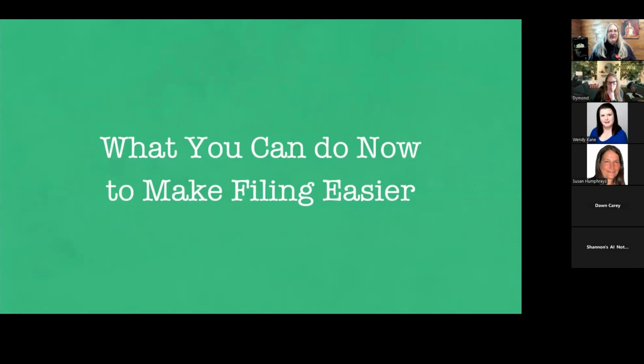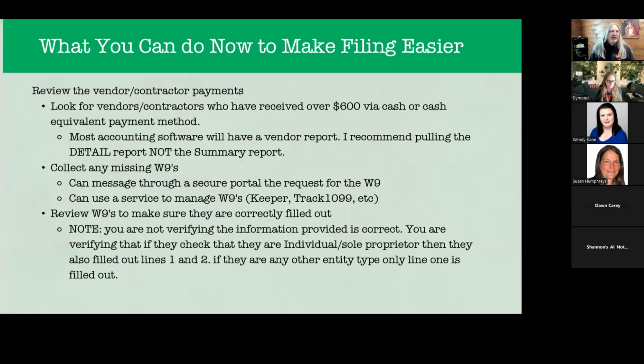What can you do to make 1099s filing easier in January? I start this process usually the end of October or the beginning of November, where in the accounting software, I will review the vendor and contractor payments. What I do is I pull a vendor detail report, not the summary report, because I want to look at each transaction and see if it's noted that it's a credit card or a debit card or ACH. I always pull it with the bank feed notes so I can see how the recipient received their money, because sometimes that excludes different lines.